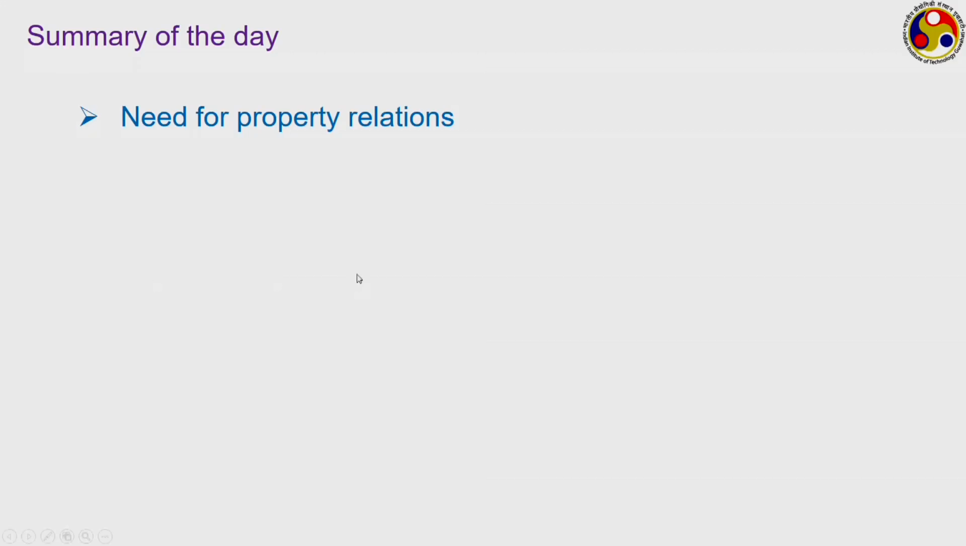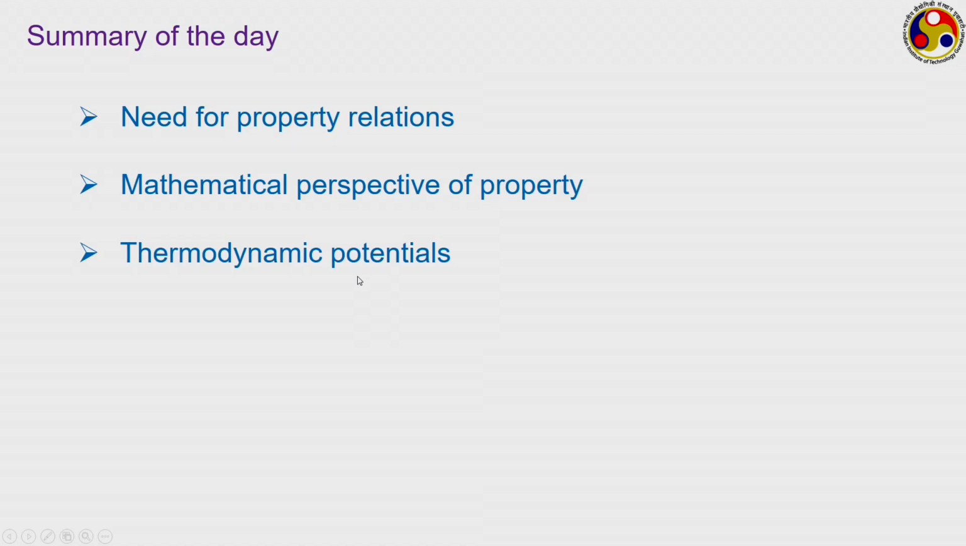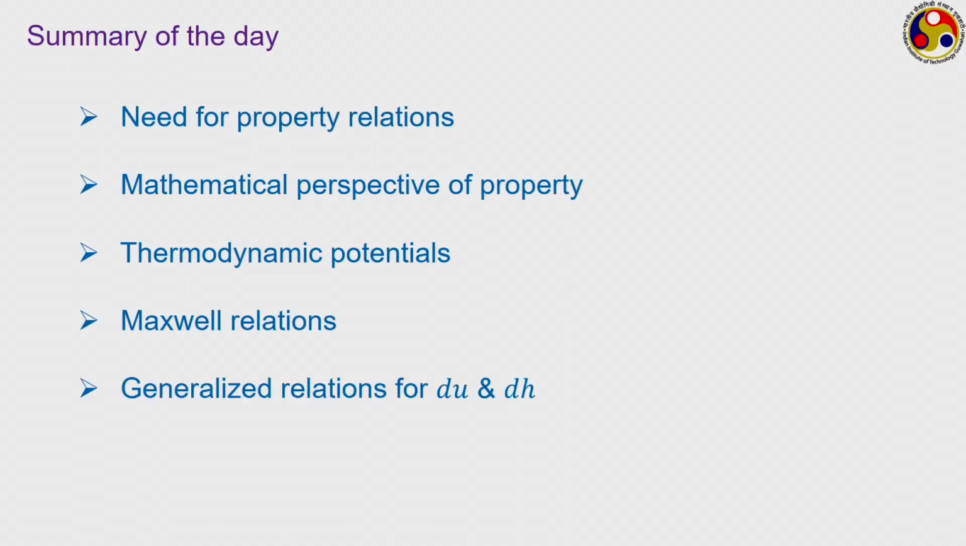So, I would like to stop here today. Just to quickly summarize what we have done today, we have discussed the need of developing property relations, particularly relations of changes in internal energy, enthalpy and entropy in terms of measurable quantities like pressure, temperature and specific volume. Then we provided a mathematical perspective of property, defined the four thermodynamic potentials: internal energy, enthalpy, Gibbs free energy and Helmholtz free energy. Then we developed four Maxwell's relations and generalized relations for dU and dH.